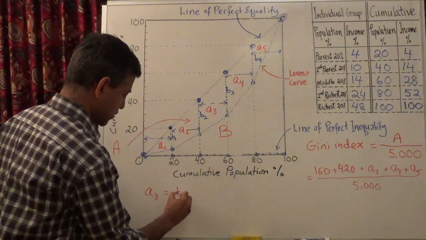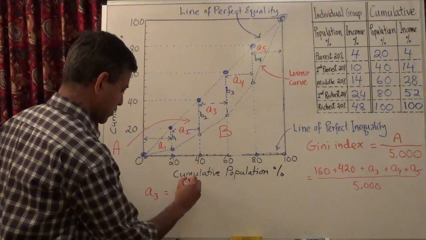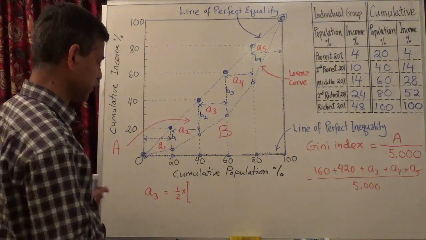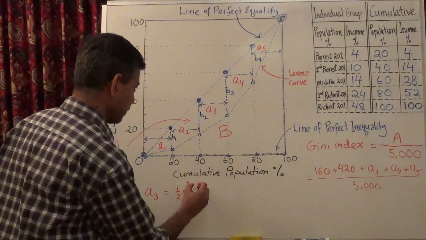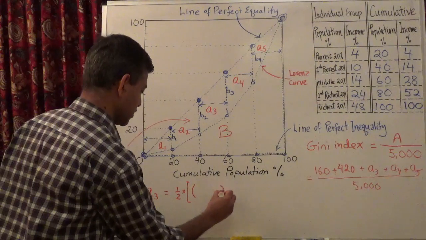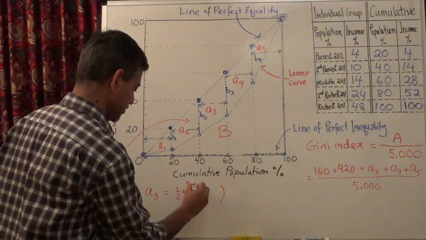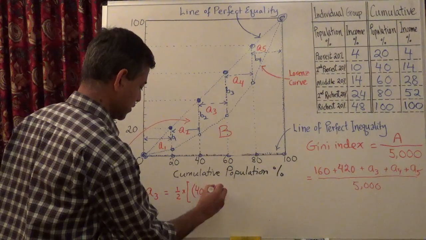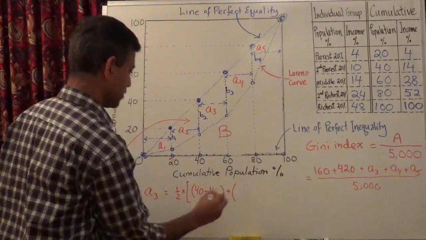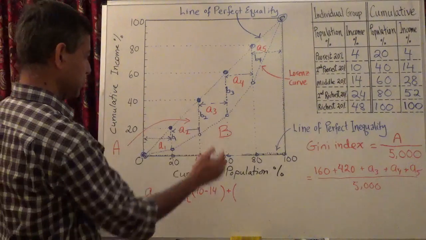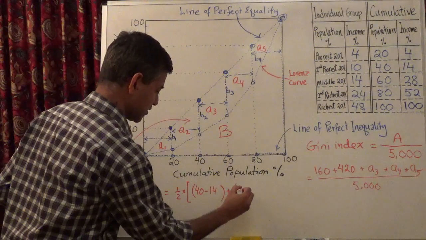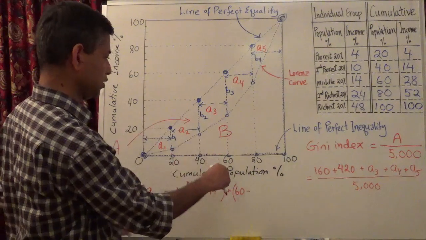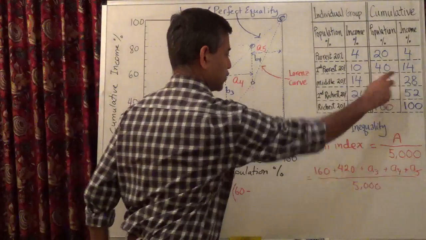1/2 of the sum of the two bases. In other words, we are just taking the average of the two bases. B2 is 40 minus 14, and B3 is 60 minus this height, and that was the cumulative income share of 28.